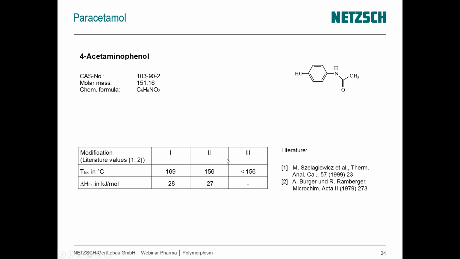So what we have here as one example is paracetamol. We've got 3 different literature values, so 3 different forms: form 1, 2, and 3. As we can see, form 1 follows the nomenclature that we would ideally like to see for most of our compounds, where form 1 has the highest melting temperature, then going down to form 2 with a lower melting temperature, and even lower.